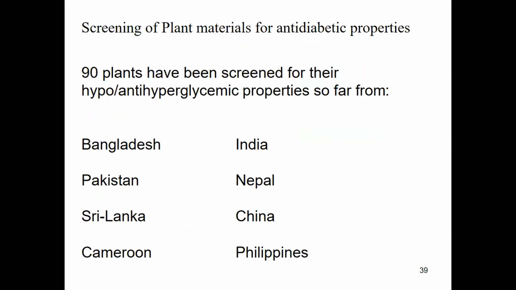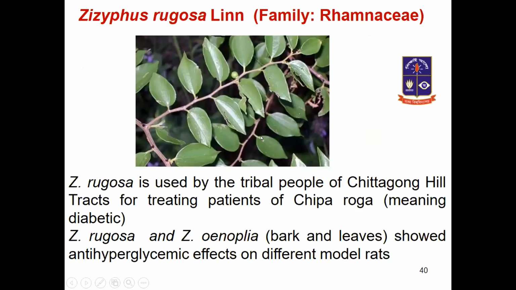As I told, we are working on anti-diabetic medicinal plants, and we have worked with more than 90 plants for their hypo or anti-hyperglycemic properties, and these are from Bangladesh, Pakistan, some plants from Cameroon and other countries. And Ziziphus rugosa, this is one of the plants, usually tribal people. We have some tribal people, and they are rich with different kinds of plants, and they use this Ziziphus rugosa for the management of diabetes.